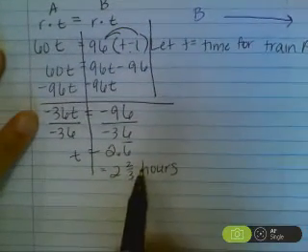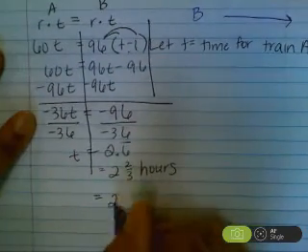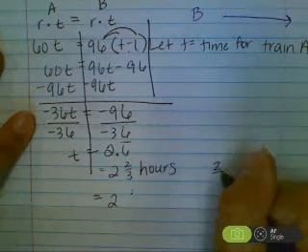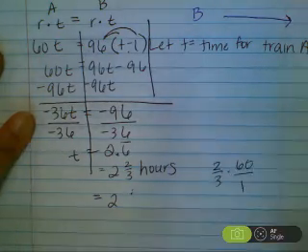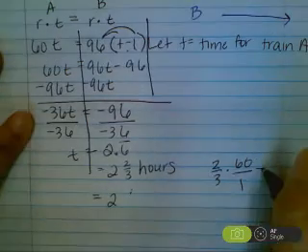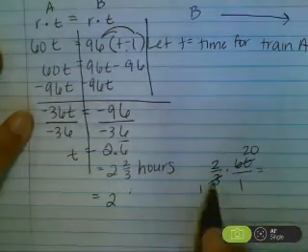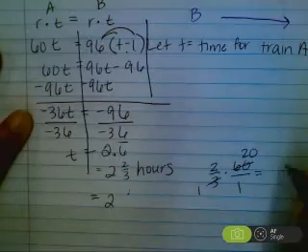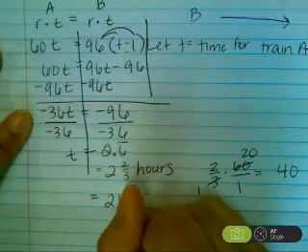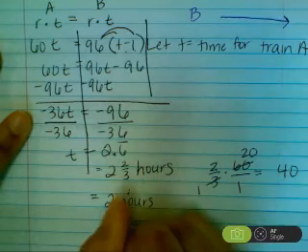If I wanted to write that in minutes, I know 2 hours will stay 2 hours. 2/3 times 60, because there's 60 minutes in an hour. I can just go through and do this math on my own. I can divide 3 and 60. They have a common factor of 3. So this is 2 hours and 40 minutes.